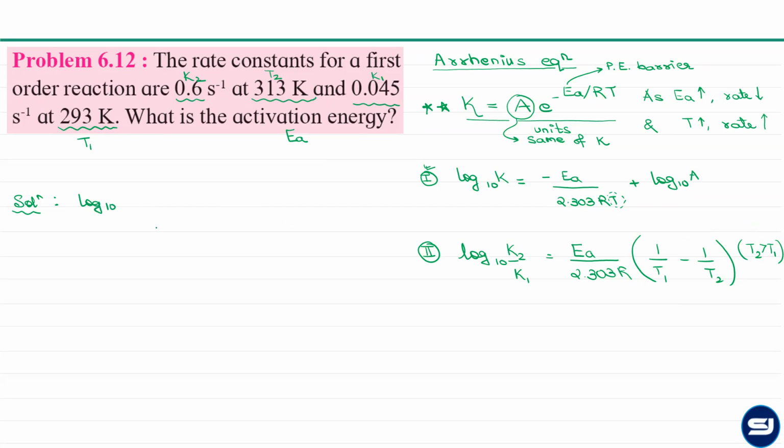Now, from the formula, log K2 by K1 gives the ratio 0.6 upon 0.045 equals Ea, which we have to find, upon 2.303 into R. What is the R value in joules? 8.314, into 1 by T1, which is 293, minus 1 by 313.